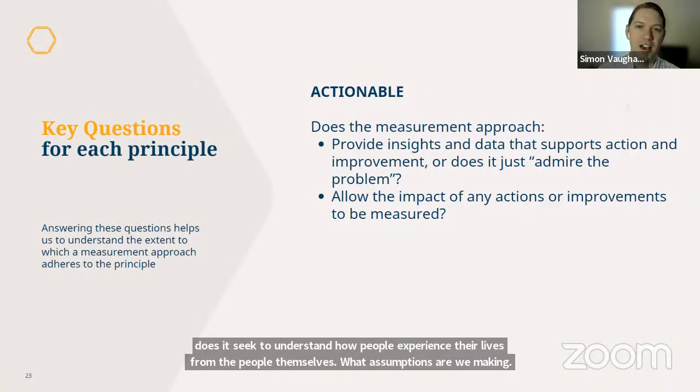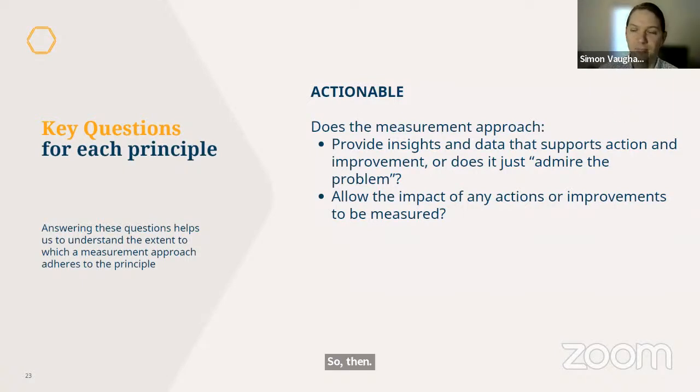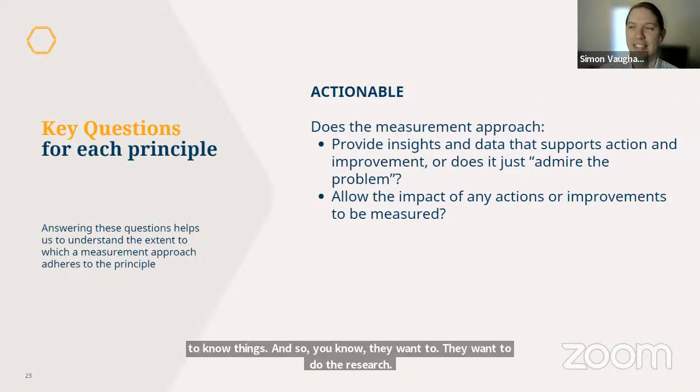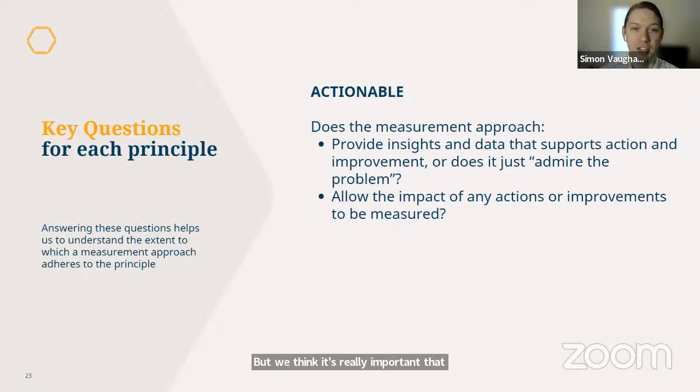So then the next one is that the measurement approach needs to be actionable. I think this should be taken for granted, but it isn't always realized. I think especially there are a lot of people who like to know things, and so they want to do the research or do the measurement just to understand things. But we think it's really important that things are actioned, that there's a lot of time and energy that goes into doing measurement, and especially for the people impacted, right?